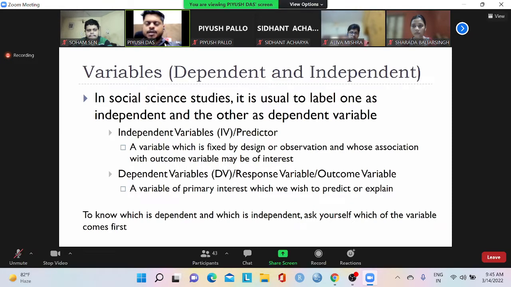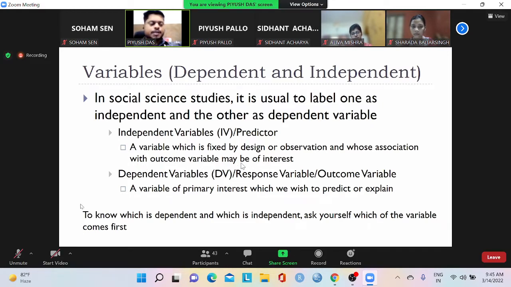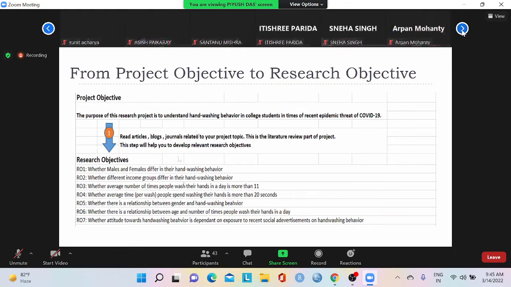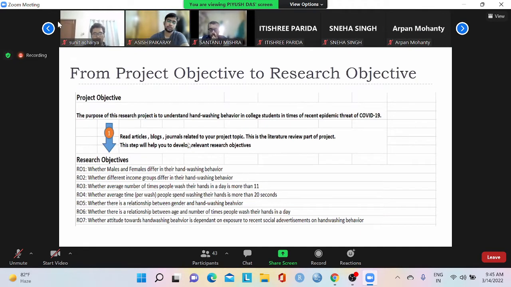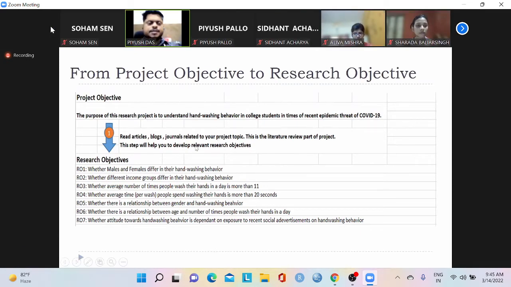The importance of doing a little bit of research about the sector or industry where you are going to carry out your internship. So let's say this I did in the beginning, 2 years back when COVID happened, during that March 2019, right? So let's say one of my research objectives was to understand the hand washing behavior in college students in time of the recent epidemic threat of COVID-19, right? That was long back, 2 years back, right?